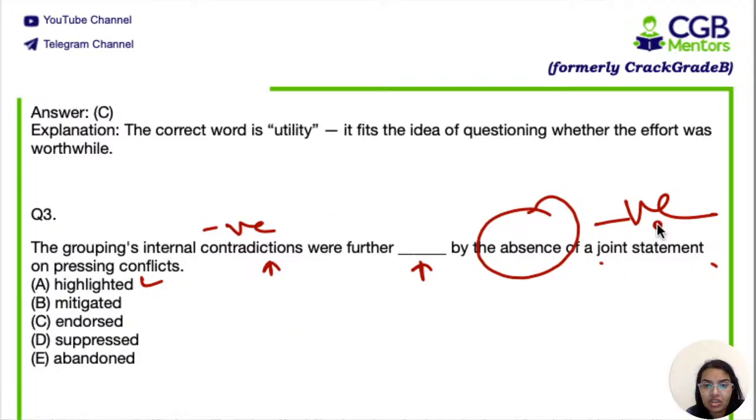That means we are not changing the tone. So simply highlight it.